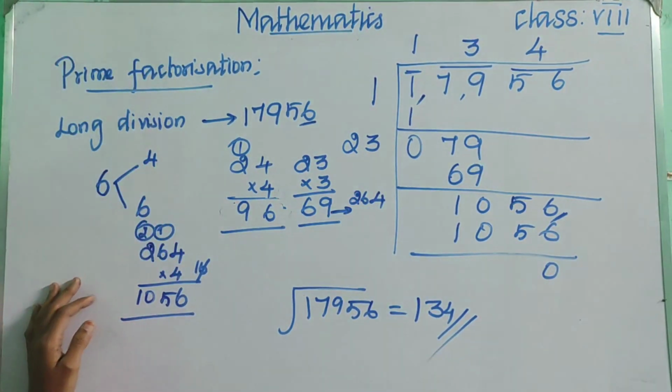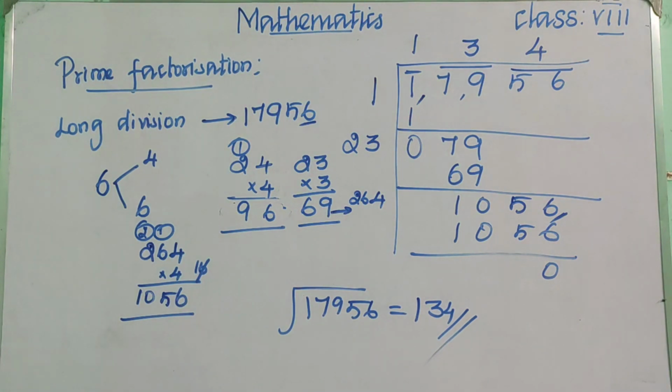Is it clear children? So this is the thing we have learnt in square root, right? So we have learnt square root by prime factorization method and long division method. So is it clear children? Okay, let us start the next new topic.